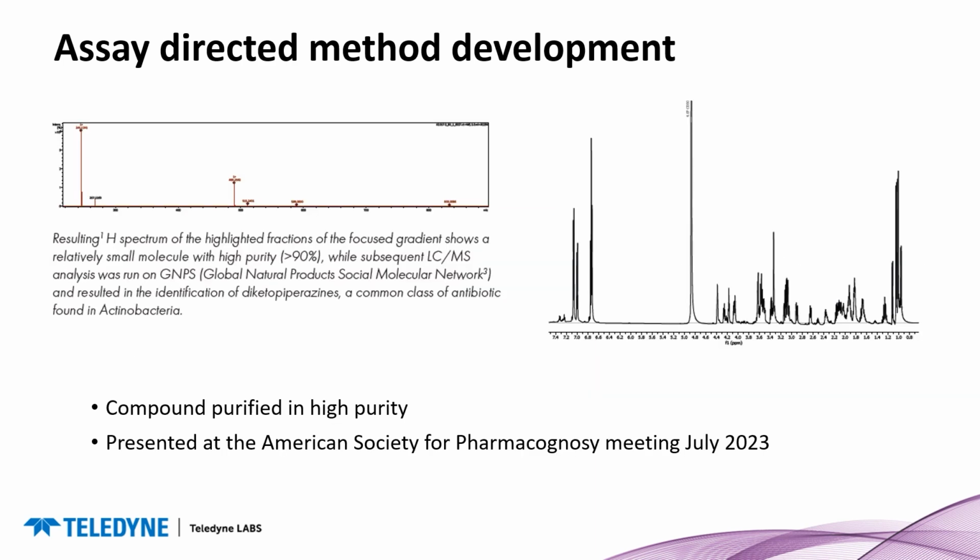After only 3 steps, extraction, scouting gradient, and focus gradient, the active compound was isolated at 95% purity and identified as a diketopiperazine.